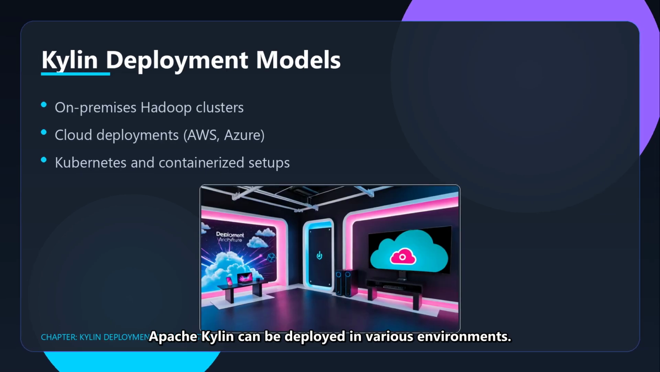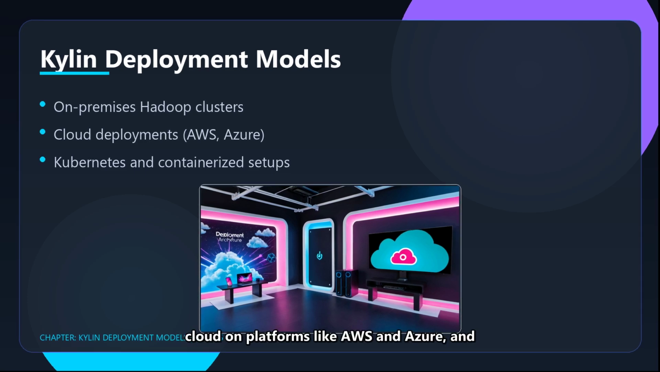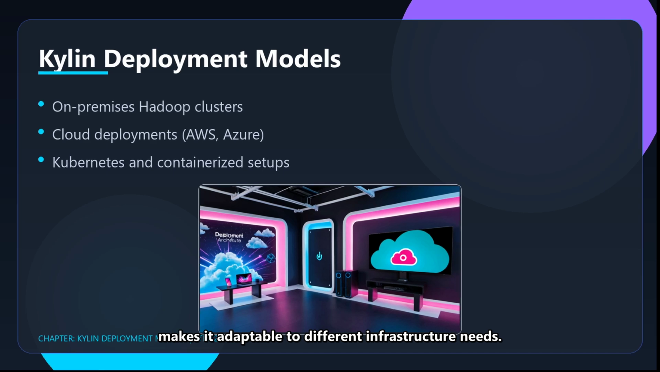Apache Kylin can be deployed in various environments. It runs on-premises on Hadoop clusters, in the cloud on platforms like AWS and Azure, and even in containerized environments using Kubernetes. This flexibility makes it adaptable to different infrastructure needs.